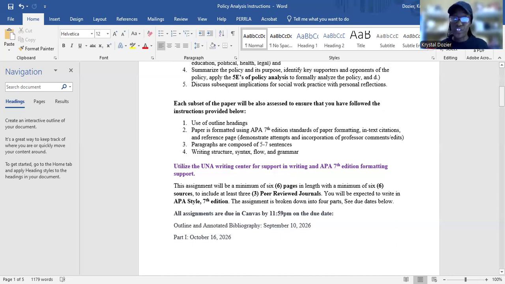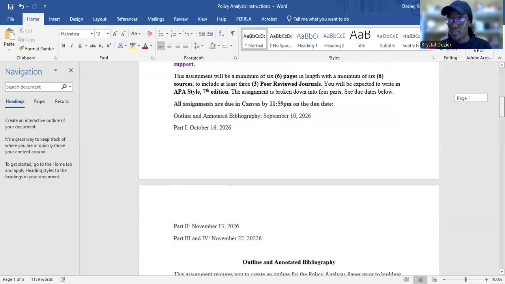As you look through these instructions, you are going to see the due dates for each section of the assignment. You're going to see the due dates on announcements. You're going to see the due dates on the assignments themselves. There are multiple areas where I am highlighting the due date for each section. For the outline and annotated bibliography, your very first part of this assignment, it is due on September the 10th.